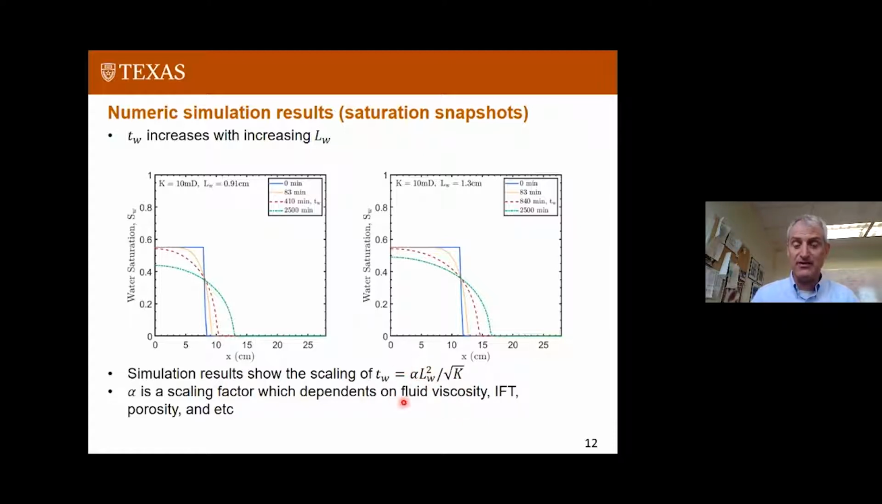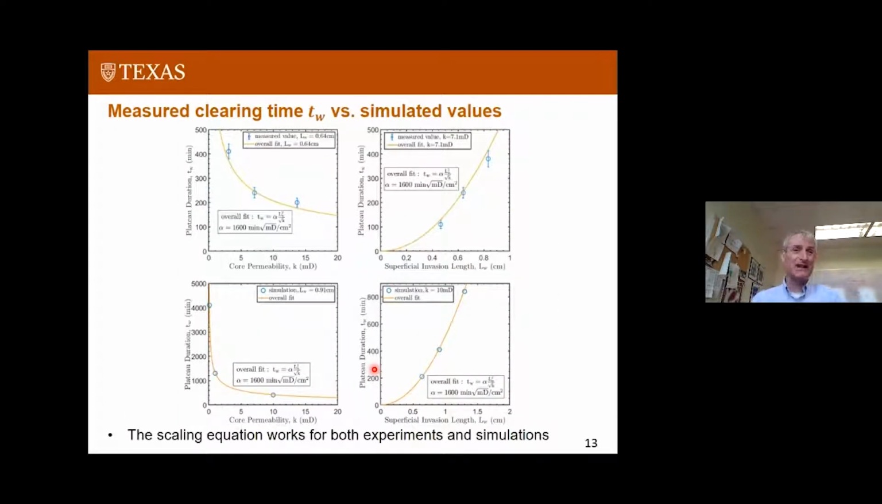with a scaling constant factor up front, which we call alpha, which should depend on the fluid viscosity, the IFT pulling it in, porosity, and all these other petrophysical parameters of the rock. Okay, so let's compare this to our data. And we fit the alpha, but we let the scaling go as predicted by the model.